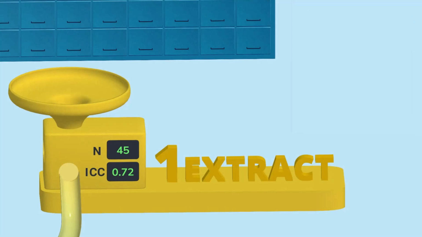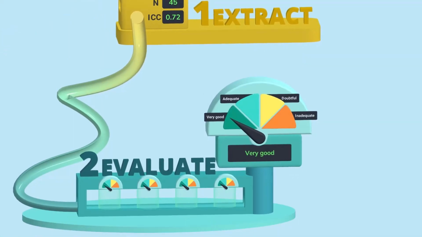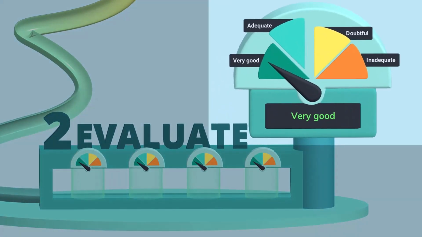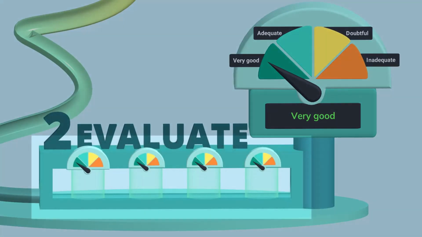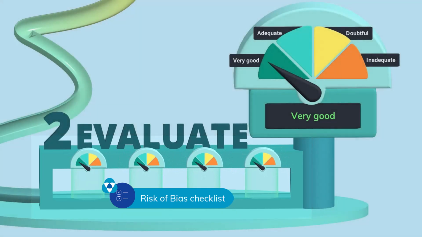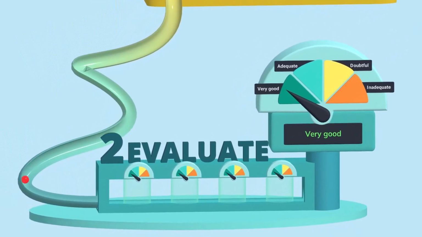At the second station, you evaluate the methodological quality of each study. There are 4 ratings: very good, adequate, doubtful, and inadequate. You use the standards of the COSMIN risk of bias checklist to rate the study. When the study enters the station, you check the study for each of the quality standards for reliability.